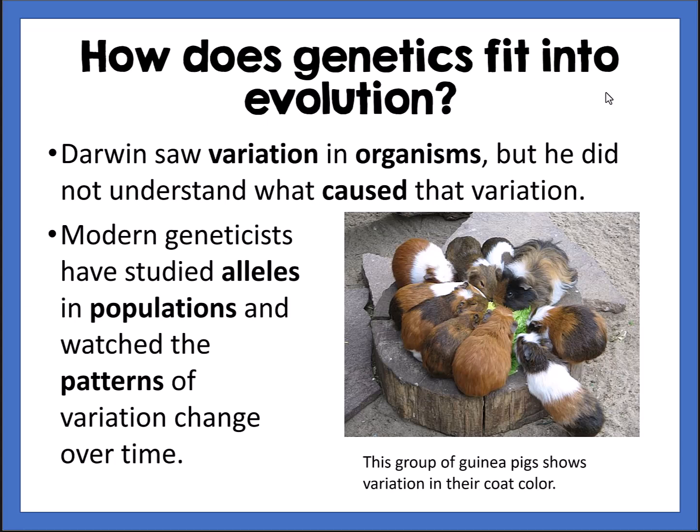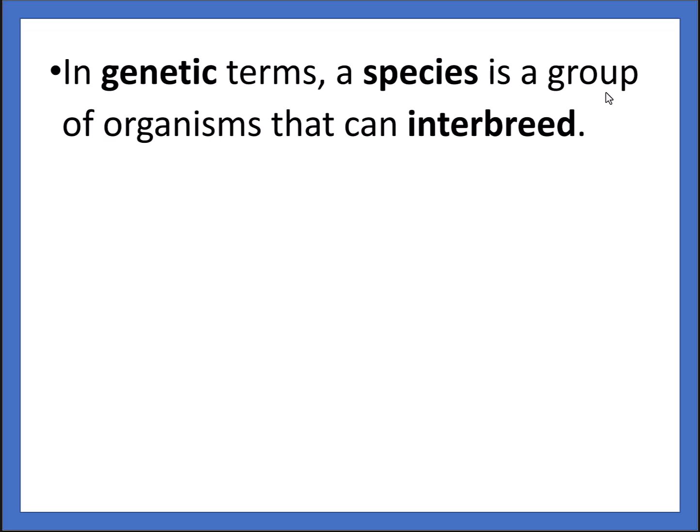This group of guinea pigs shows variation in their coat color, as you can see there, caused, of course, by their genes. In genetic terms, a species is a group of organisms that can interbreed. So we're going to talk for a little bit here about species and populations so that we can explain how the variation and allele frequencies in a population or a group change over time.